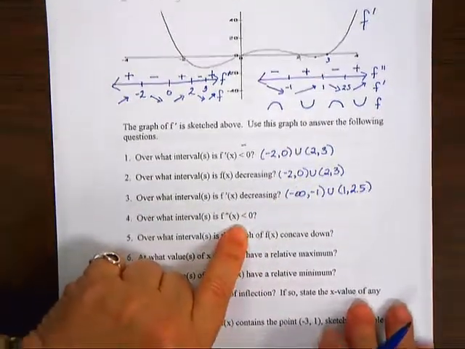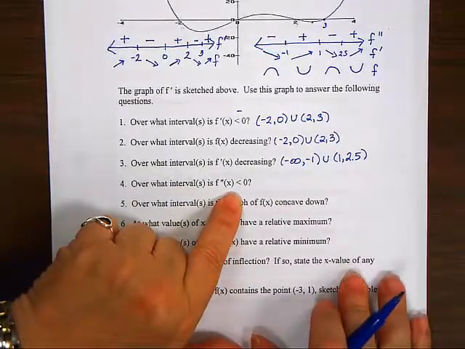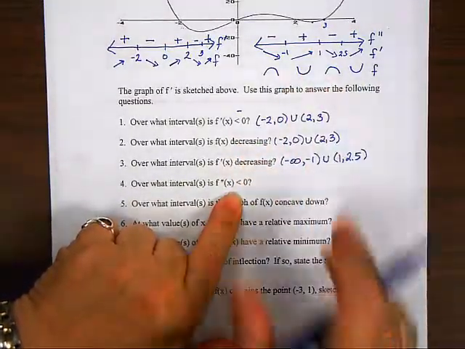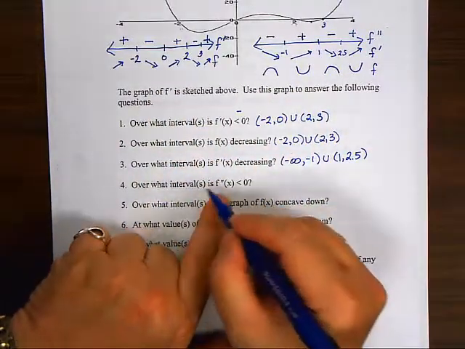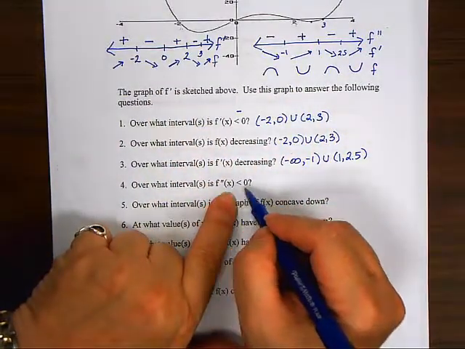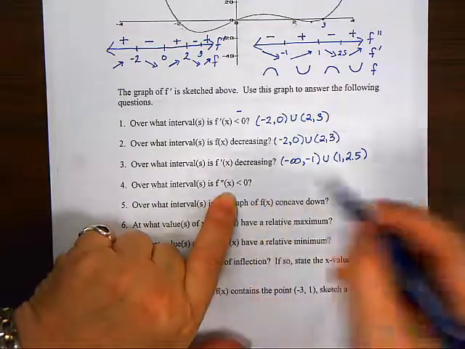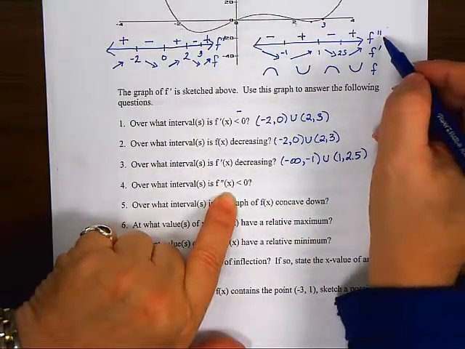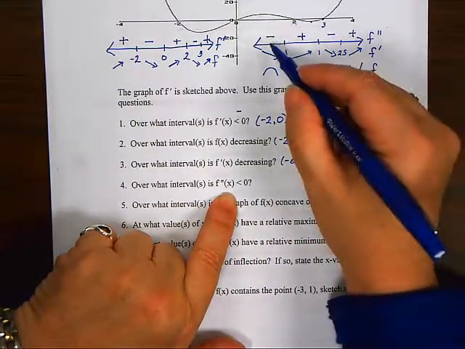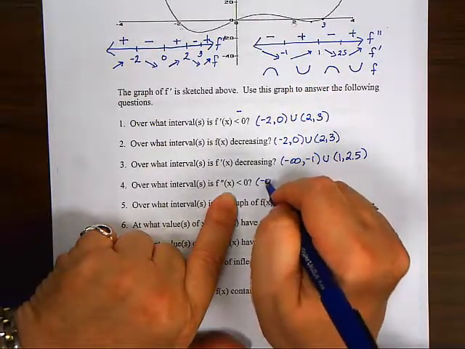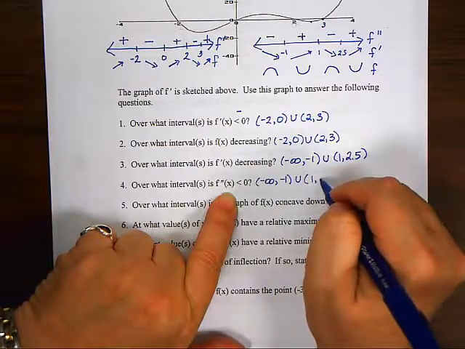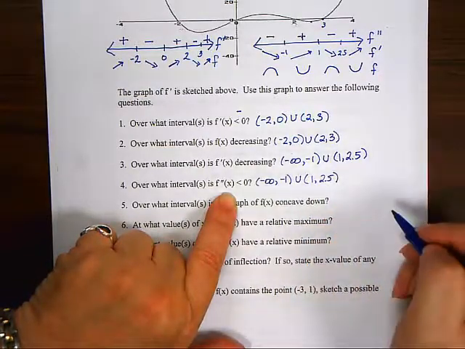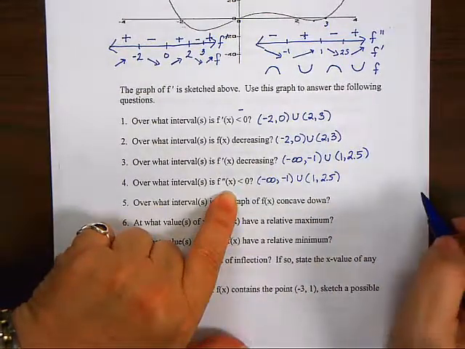Number 4, scoot this up just a little bit, because honestly right now I'm not even looking at the graph. Everything I need is right here in my number lines. Over what interval or intervals is f double prime negative? Okay, the only thing that talks about f double prime is this. I'm looking at where it's negative. It happens to be -infinity to -1, and then again from 1 to 2.5. So that's the answer to that one.